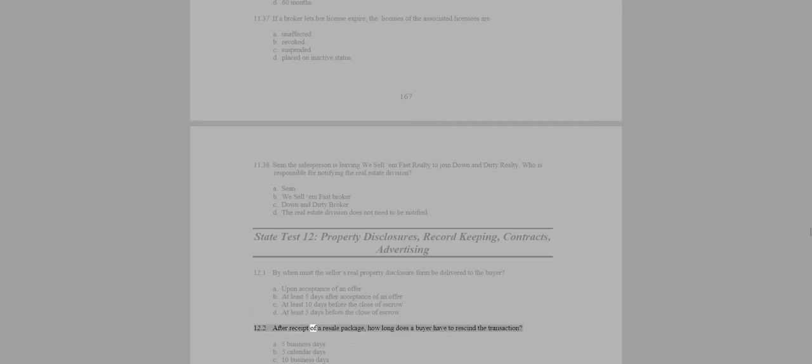12.2 After receipt of a resale package, how long does a buyer have to rescind the transaction? A. 5 business days. B. 5 calendar days. C. 10 business days. D. 10 calendar days. 12.3 The collection of documents that a seller provides to a buyer in a common interest community is called the A. resale package. B. common interest community documents. C. disclosure documents. D. HOA documents.